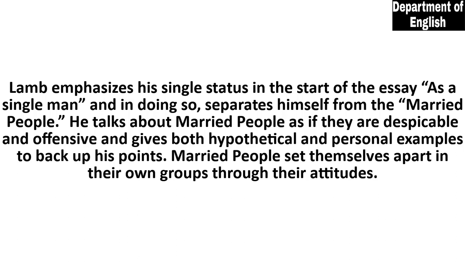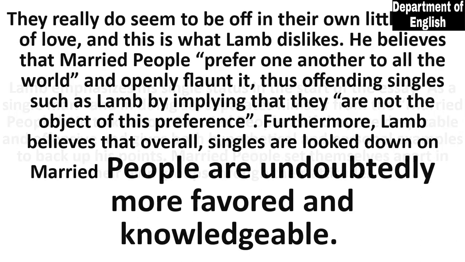Married people set themselves apart in their social groups through their attitudes. They rarely do seem to be off in their own little world of love. And this is what Lamb dislikes. He believes that married people prefer one another to all the world, and openly flaunt it, thus offending singles such as Lamb by implying that they are not the object of this preference. Furthermore, Lamb believes that overall, singles are looked down on, and married people are undoubtedly more favored and knowledgeable.